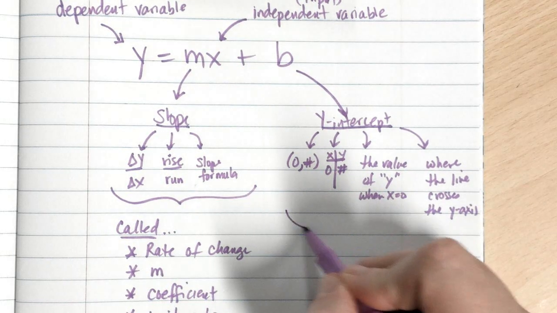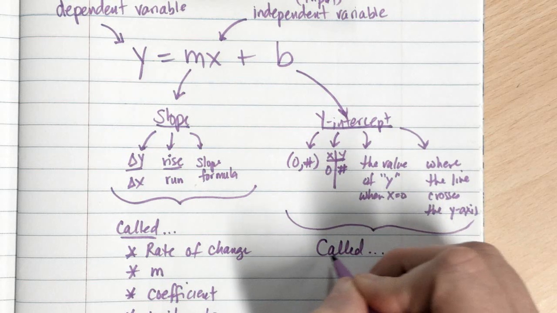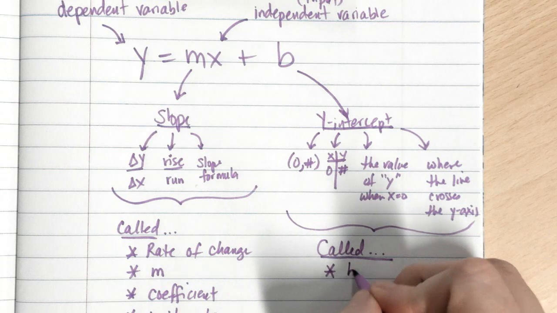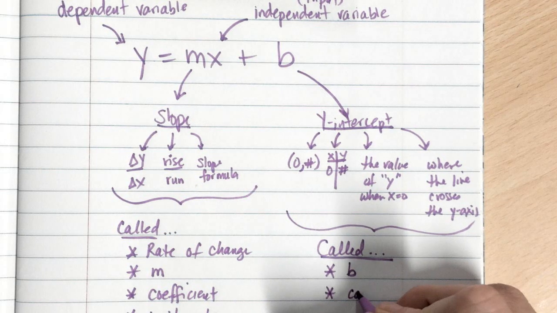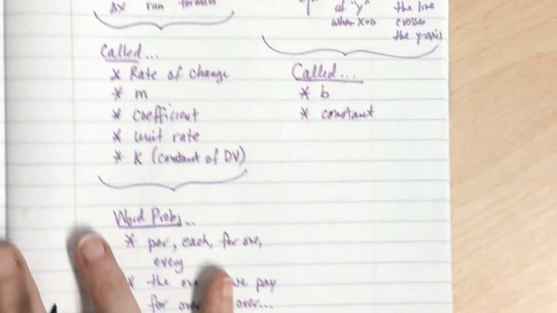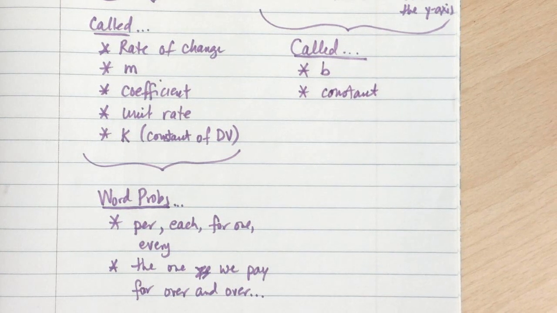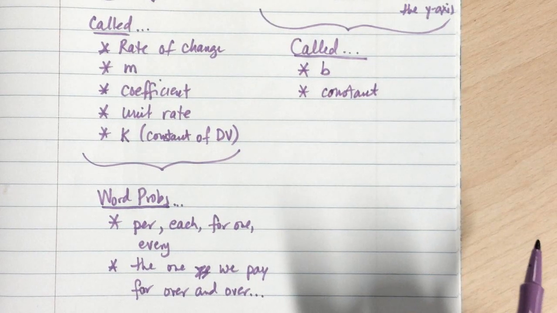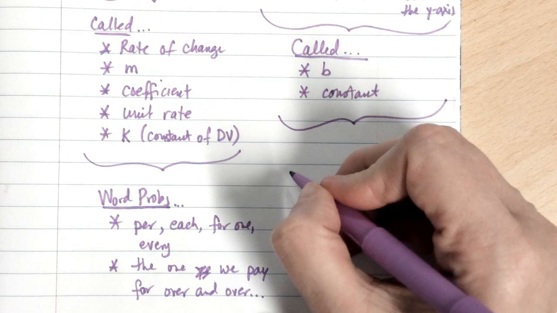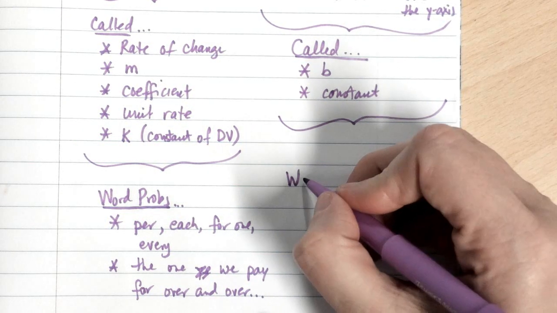Okay, so what are some things that we call the y-intercept? Well, we call it b, and we call it the constant. It doesn't have as many names as the slope does. Okay, we call it the b and we call it the constant. It doesn't have as many names. Now in word problems, it's actually got a lot of different kinds of situations. Basically, in a word problem, it's anything that's one time only. But let's give you some examples.